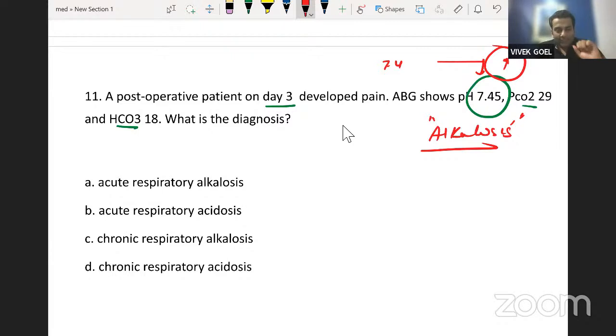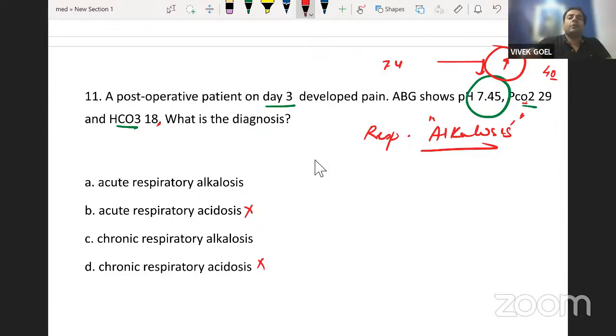Now, please see, all the options are respiratory disorders. So first of all, acidosis is wrong, which is beyond any doubt. I hope I'm clear to you. Now, if it is an alkalosis, just see the PCO2 is normally how much? It is normally 40. From 40, it has come down to 29. So the PCO2 has decreased and the bicarbonate has also decreased from 24 to 18. So it is basically a respiratory alkalosis with a compensatory metabolic acidosis.